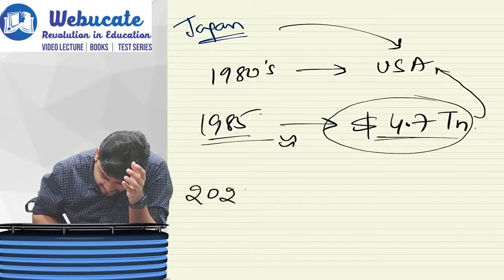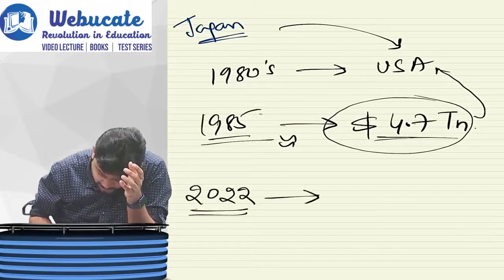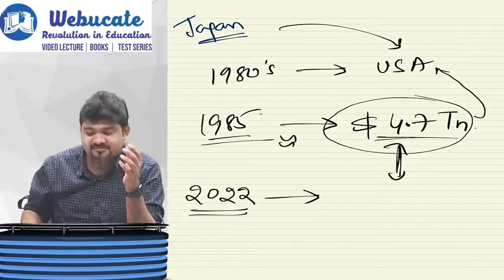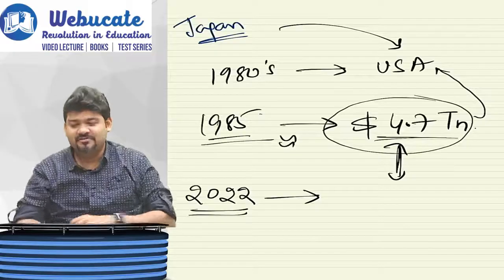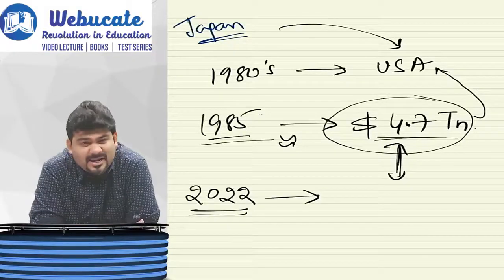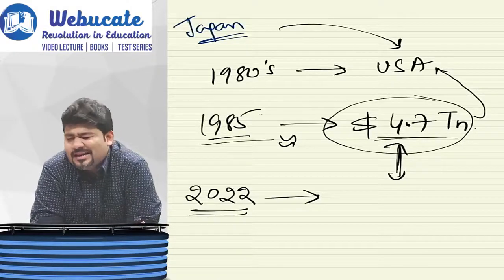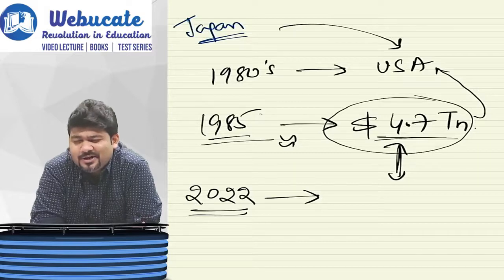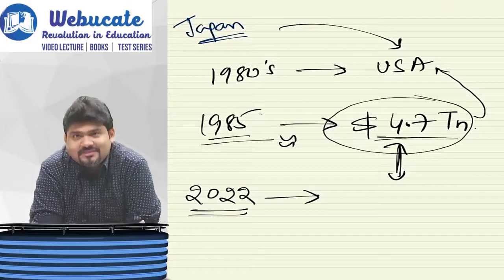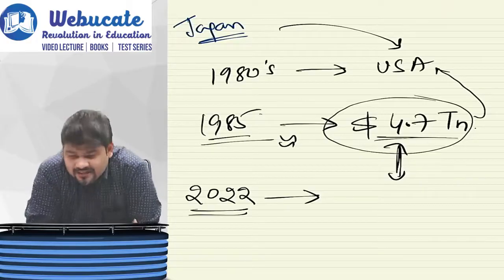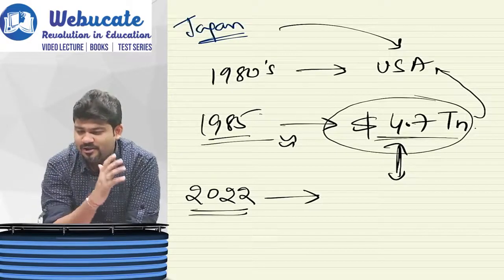Can you imagine what this figure will be in the year 2022? Japan, the innovative country of the world, the place where the bullet train started in the 1960s. We are in 2025 and still we don't know whether it will start in India or not, or when it will start in India. Now I want an answer from your end.